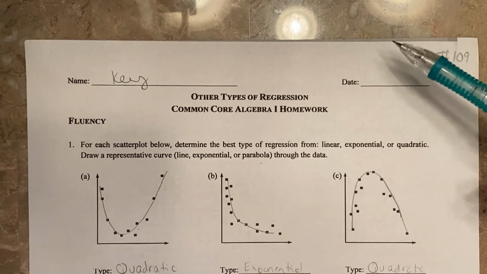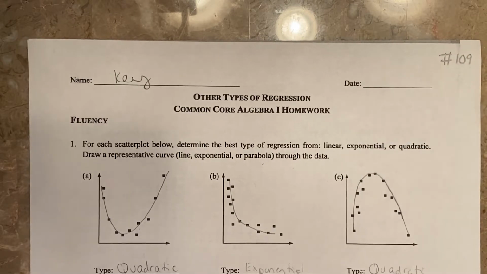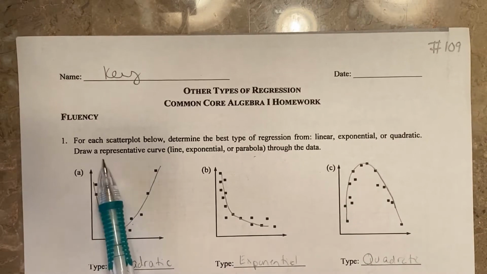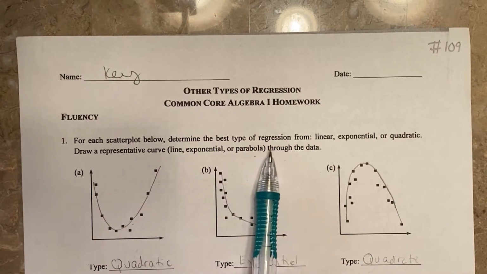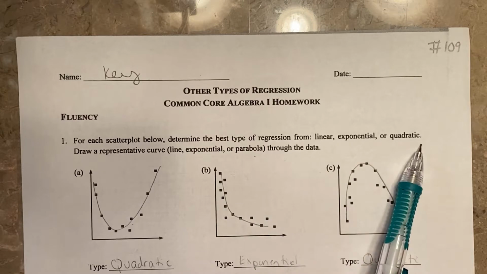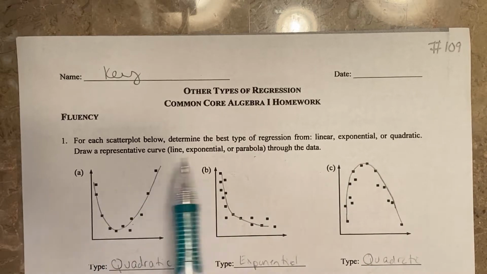Okay, so this homework was about other types of regression besides linear. We also went over exponential and quadratic. So for the first part, it says for each scatter plot, determine the best type of regression from linear, exponential, or quadratic. Draw a representative curve through the data.